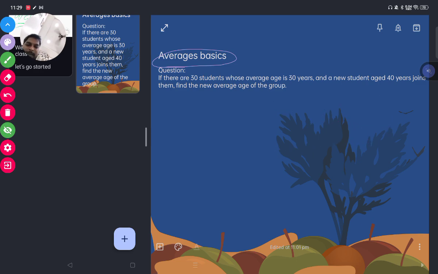Okay, first we read the question. If there are 30 students, average is 30, and a new student aged 40 years joins them, find the new average of the age. So this is the given question. Let us write the data so it will be easy to understand. There are 30 students whose average is 30. And a new student aged 40 years joins them. One student is adding, so it will become 31 and his age is 40.